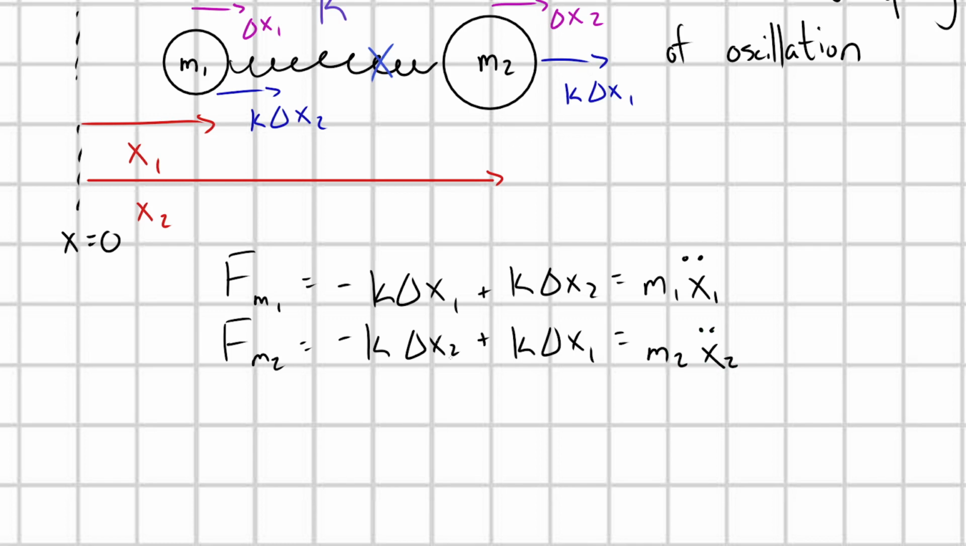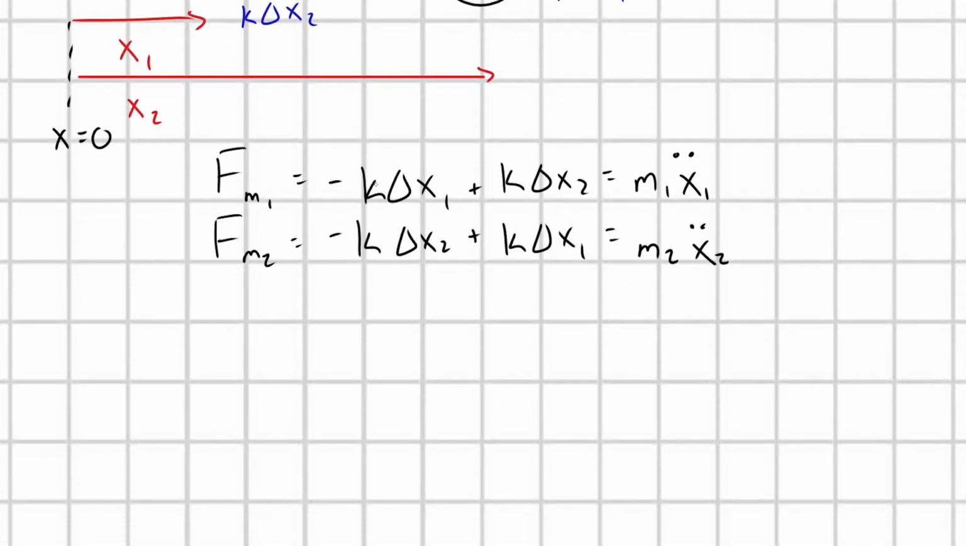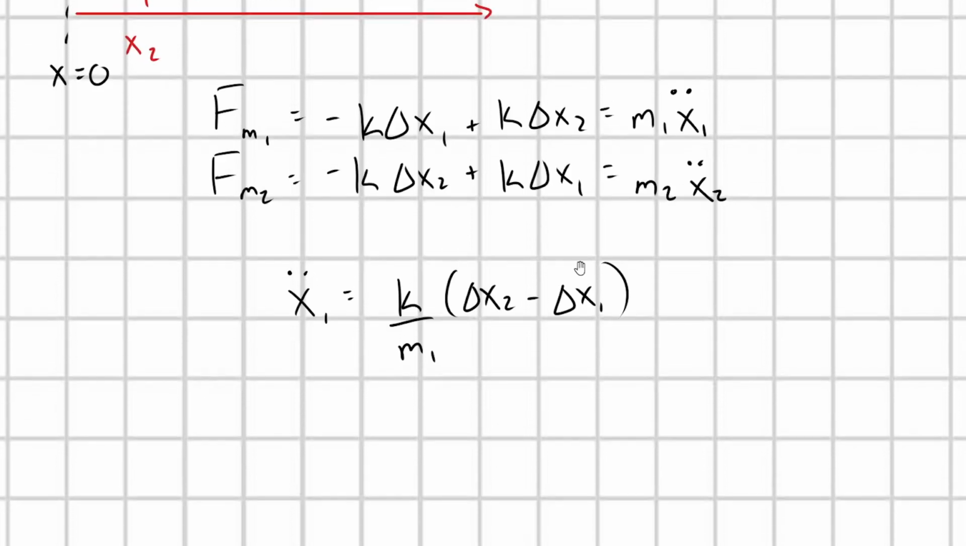Now, what I'm going to do is write each of these guys out a little bit more suggestively, okay? I'm going to go ahead and write out x1 double dot is equal to k over m1 times delta x2 minus delta x1, and I'm going to write x2 double dot as equal to k over m2 times delta x1 minus delta x2. Right, you see that? Nothing fancy there. I just divided the masses over and I rearranged my terms a little bit.